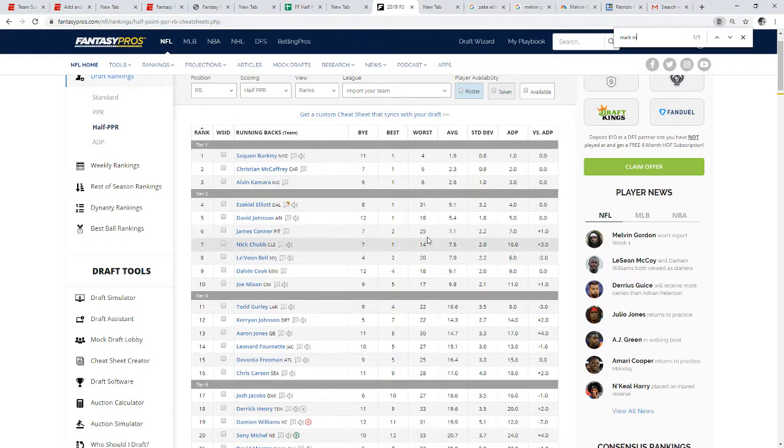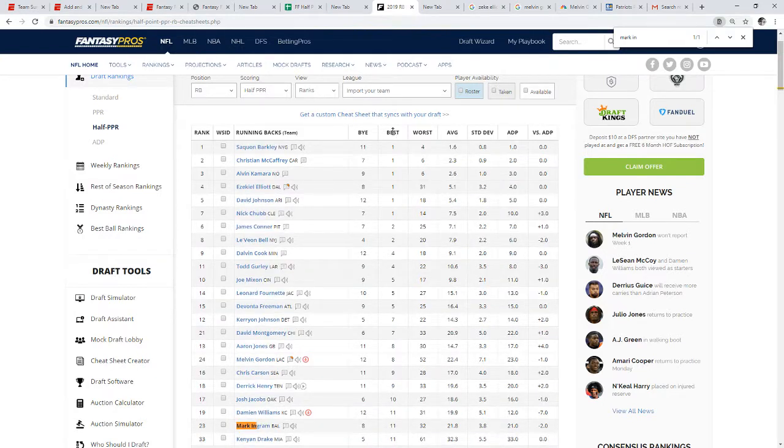So I think knowing this range really helps you if you want to target certain types of players. For example, if you just want to target upside, you might want to sort by the best ranking and see who some experts think will really break out, or guys with a wide range like Zeke Elliott, 1 to 31.